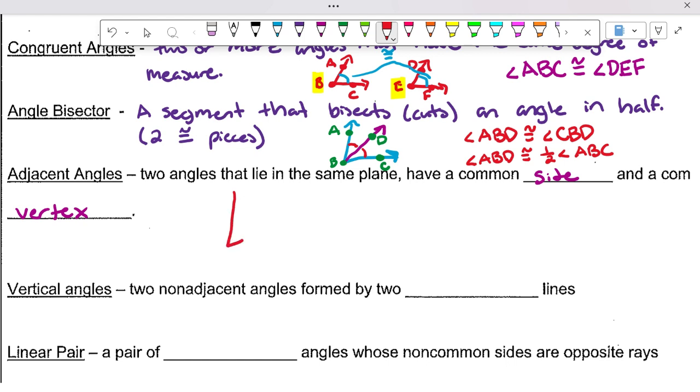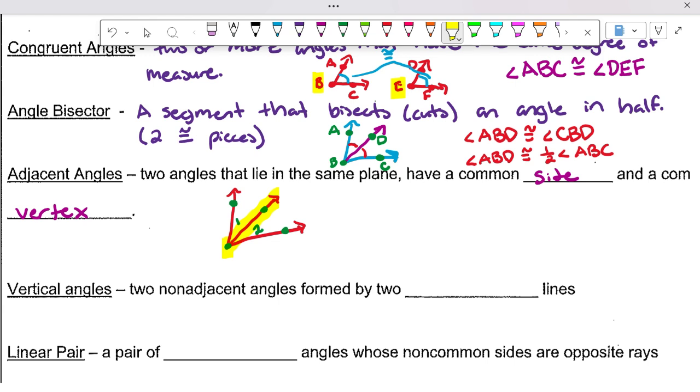So, for example, let's say that I had angle 1 and angle 2. Angle 1 is adjacent to angle 2 because they share the vertex and they share a common side. So adjacent means they share the vertex and they also share a side.